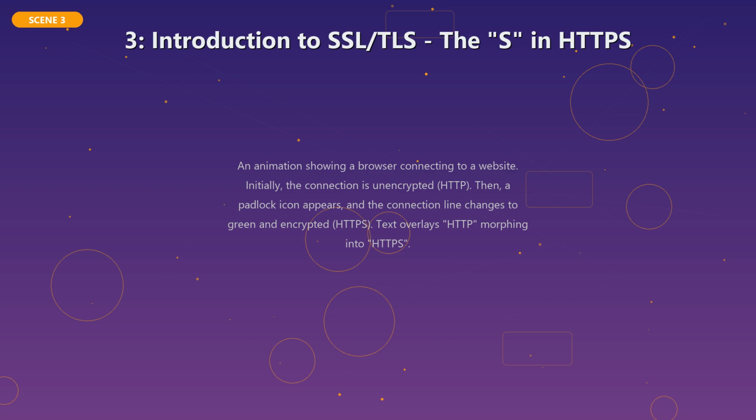Its primary job is to provide three critical security services for communication over a network. First, confidentiality, ensuring that only the intended recipient can read the data. Second, integrity, guaranteeing that the data hasn't been tampered with in transit. And third, authentication, verifying the identity of the server you're communicating with, and optionally, the client. This trio of services forms the backbone of secure Internet communication.